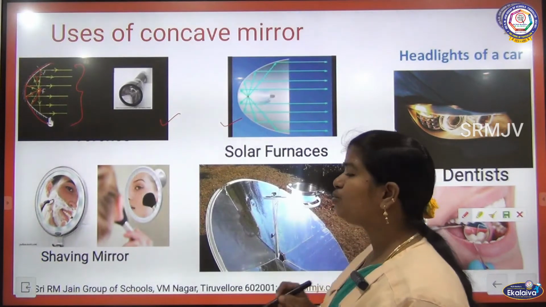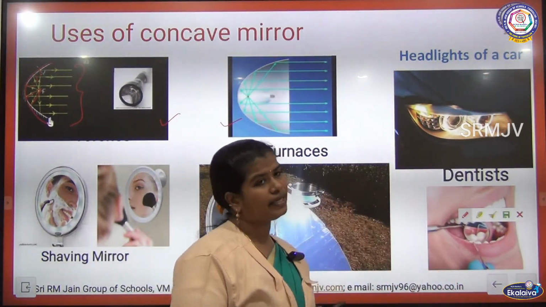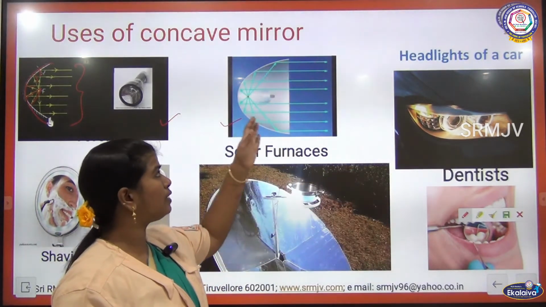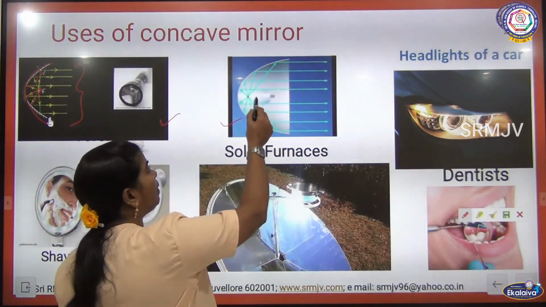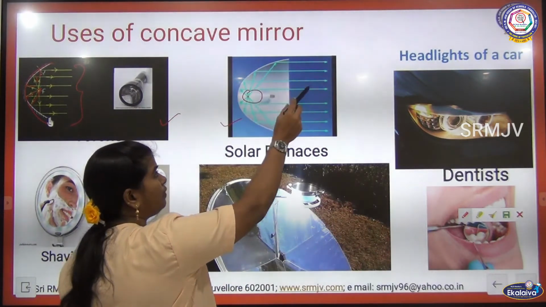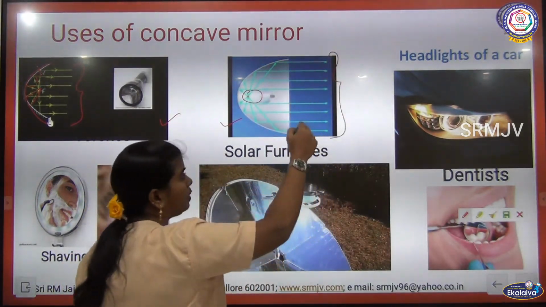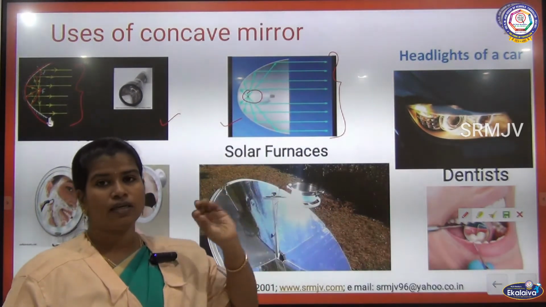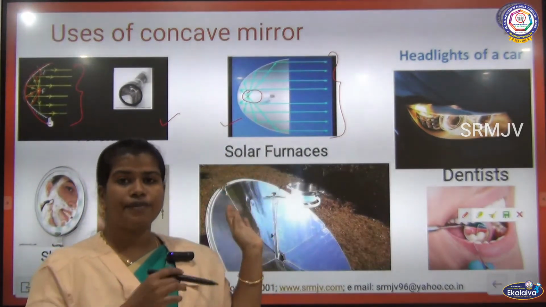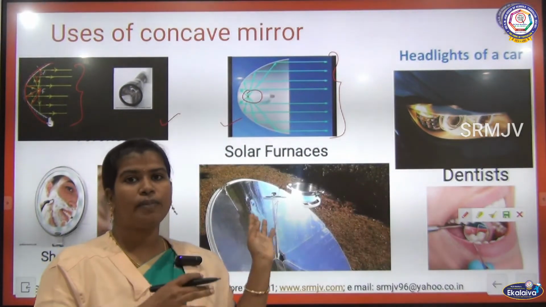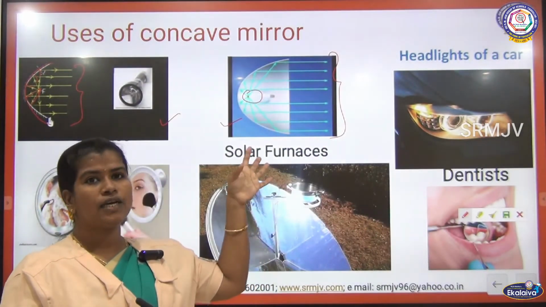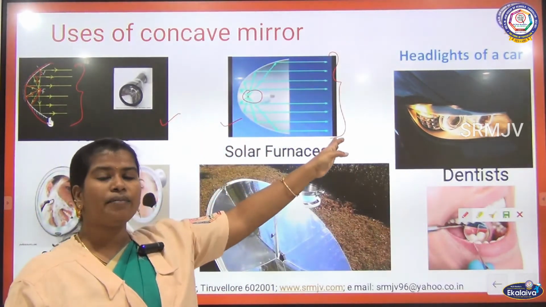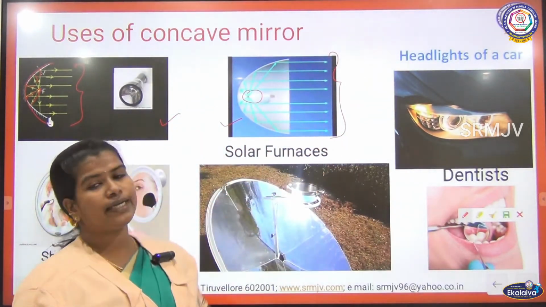They are also used in the headlights of vehicles, not only cars, all vehicles. Here also the same principle: the bulb is kept at the focus, so that we get a parallel beam. This is the 5th position of the object from the image formation by the concave mirror. When the object is at F, the image forms at infinity, so that we get a parallel beam of light.